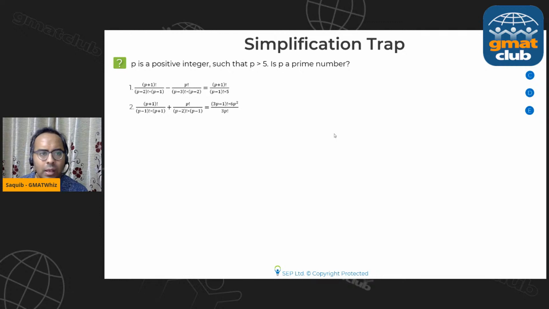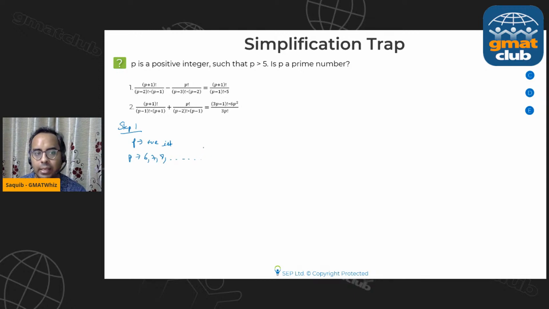So let's talk once again about how to approach it. If I'm saying it's a simplification trap, that doesn't mean I don't need to look at the question stem or jot down everything. You need to do that every time. So here also I'll write down that p is a positive integer such that p is greater than 5. So I'll write down values like 6, 7, 8.